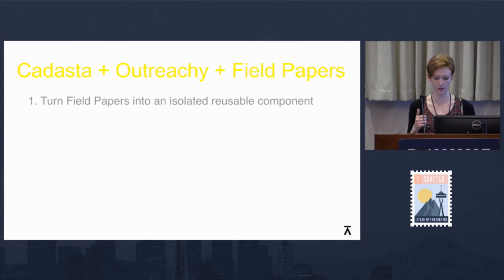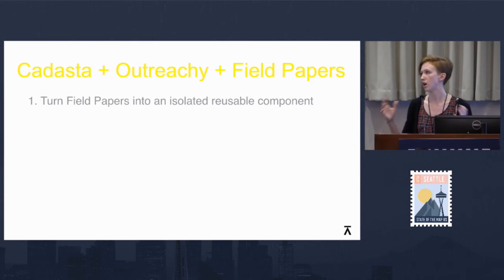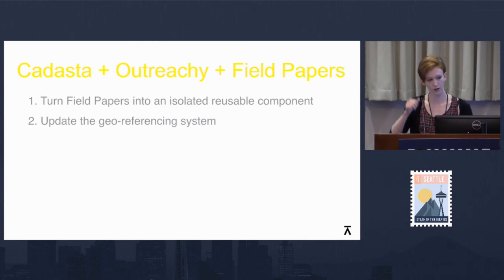We want to turn it into an isolated reusable component that can be plugged into any software. Currently, it's locked into fieldpapers.org, which is built on a Rails application. Inside of that is the Leaflet JavaScript library, and then the actual conversion to PDF happens in Python. So we want to tease all of that out and make it an isolated component that people can plug and play into any website or any software, because we think that this has application outside of where it's currently reaching.